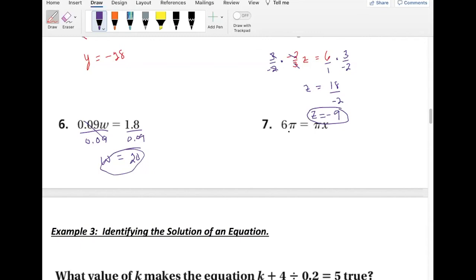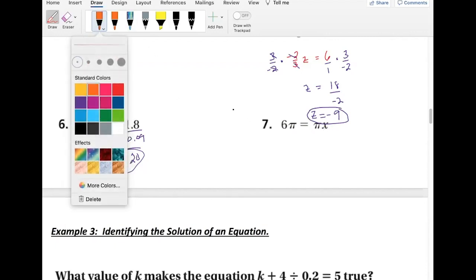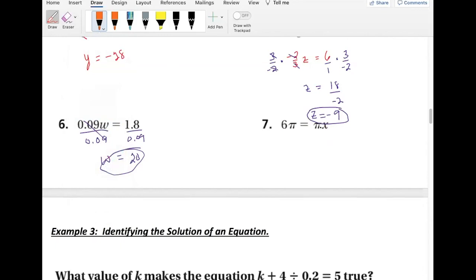All right, number 7. 6 times pi equals pi times x. Again, I'm going to go to where the variable is, and I want to cancel that multiplication by pi. My inverse operation will be to divide by pi, because I want to be left with just x on one side. I'm going to have to divide this side by pi as well. So that cancels to 1, this cancels to 1, and I'll be left with 6 equals x, or if you rewrote it, that's the exact same thing as well.